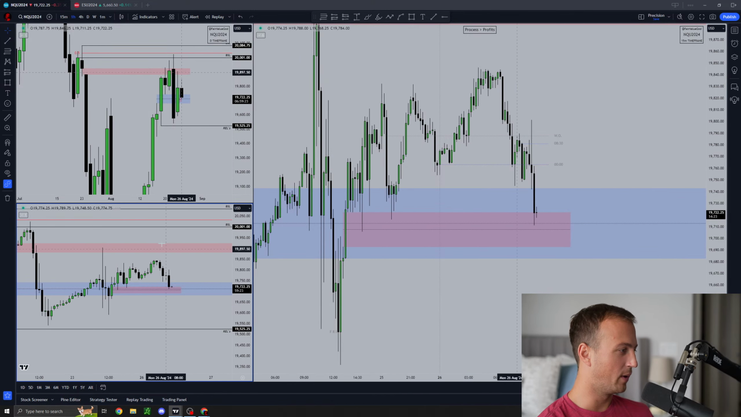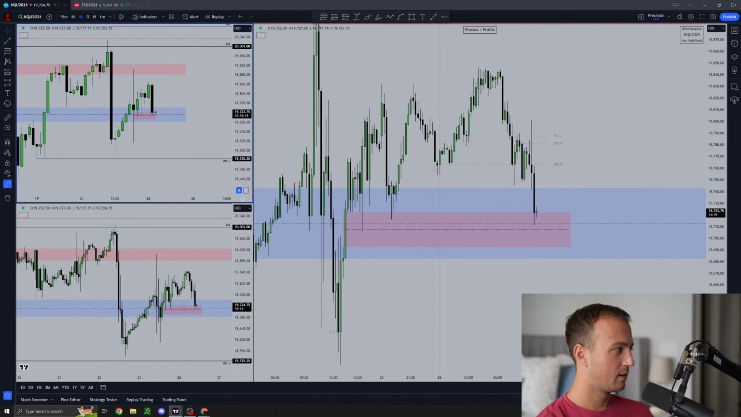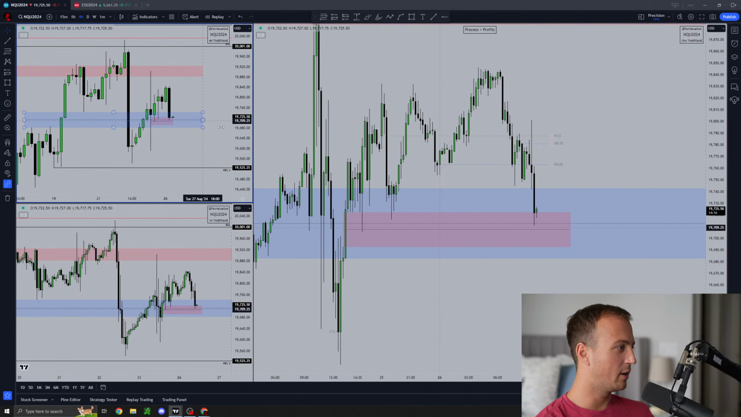I'm going to drop this down to a 1 hour on this side and a 4 hour here. So the new 4 hour candle just opened up. It's 10 o'clock.